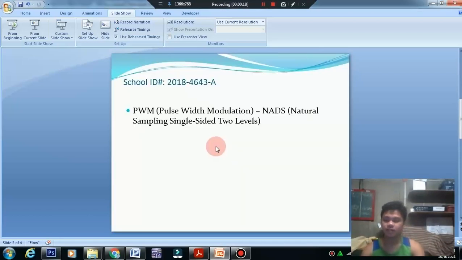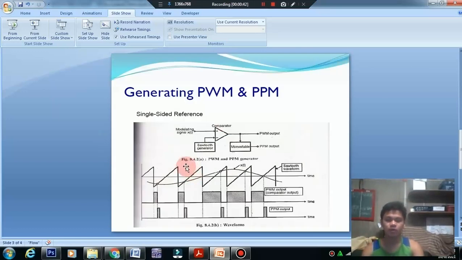And our activity is based on our school ID number. My school ID number is 184643A, and the last digit is 3, which is equivalent to PWM, or pulse width modulation, single-sided, 2 levels. So here is a sample of single-sided 2 levels PWM.